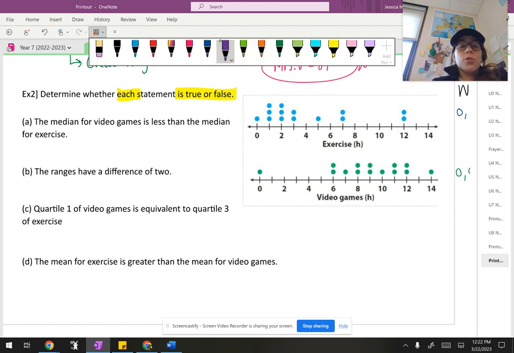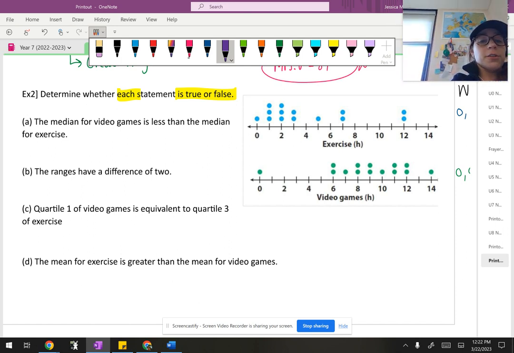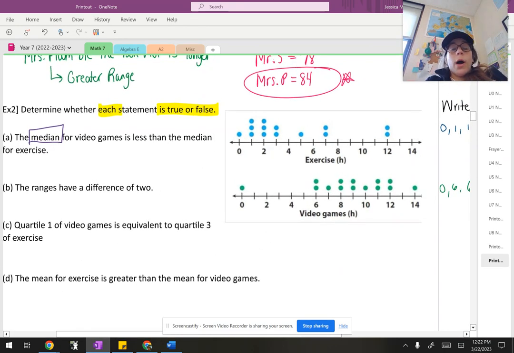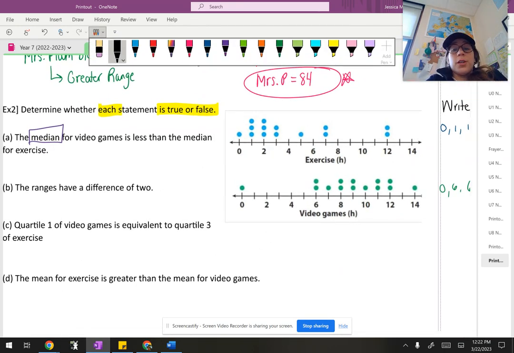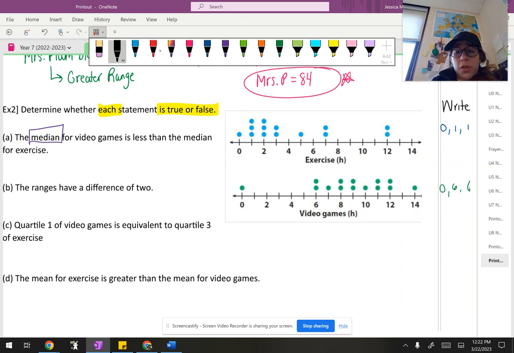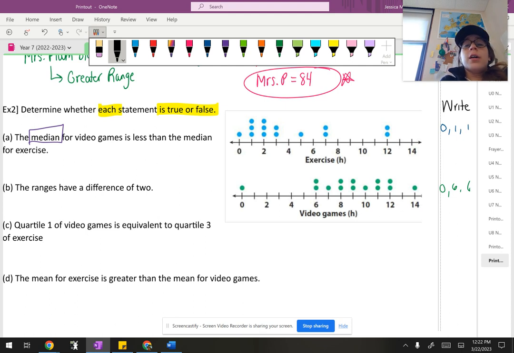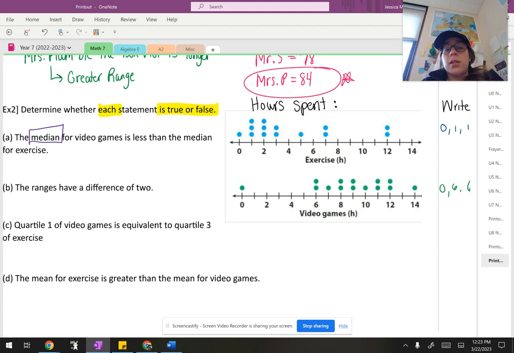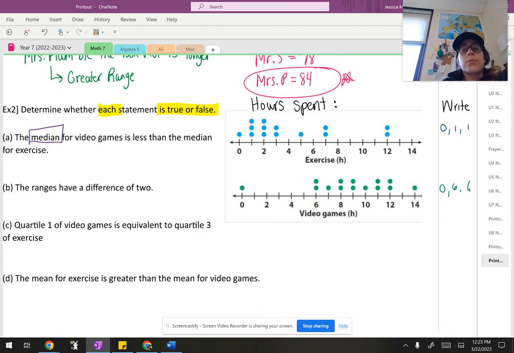Okay, so A, the median for video games is less than the median for exercise. Okay, well, before we can do anything, we need to determine what this graph is showing me. What do you think the H stands for? This is just showing us hours spent either A, exercising, or B, playing video games.